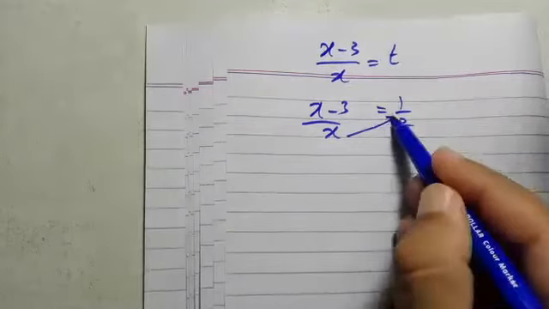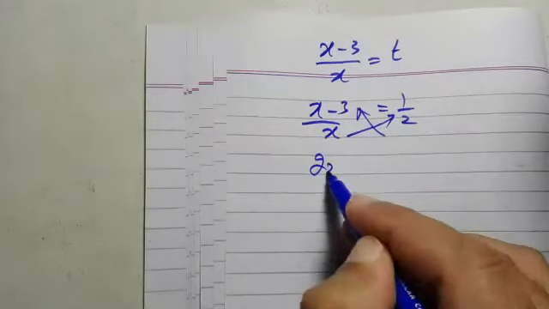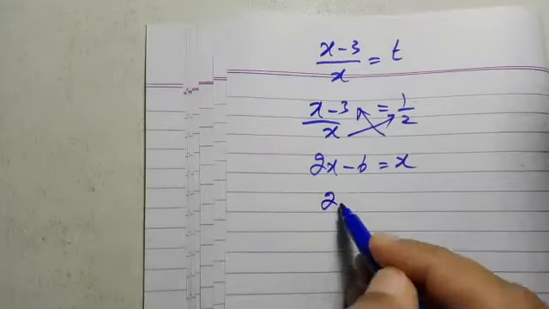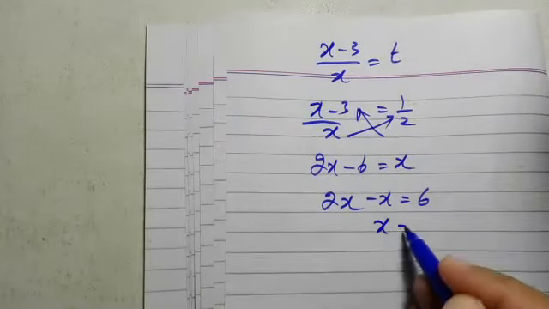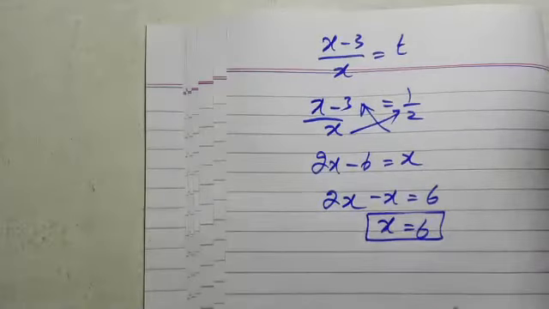You will do the cross multiplication. It will become 2x minus 6 equals to x. So 2x, shift x to the other side, and it will become x equals to 6. So this will be the answer of x.